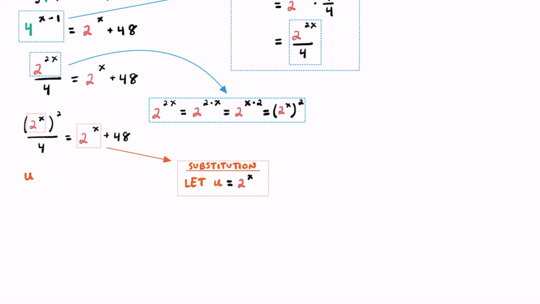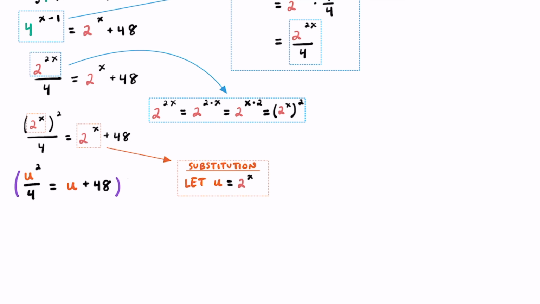Rewriting our equation with the substitution, we're going to get u squared over 4, and that's going to be equal to this u on the right side plus 48. Hopefully when you look at this equation, you notice that this is going to be a lot easier for us to solve and that it is a quadratic equation, right? So let's go ahead and clear out the fractions here.